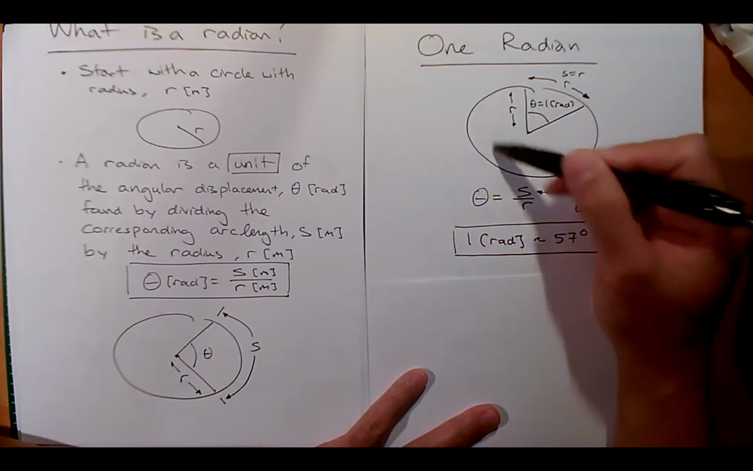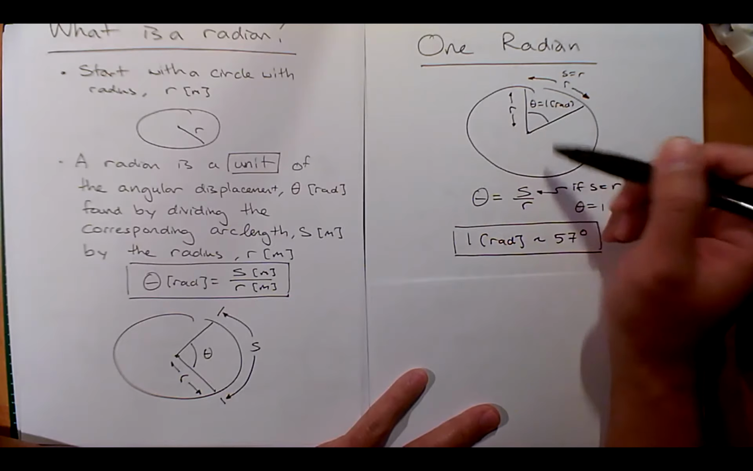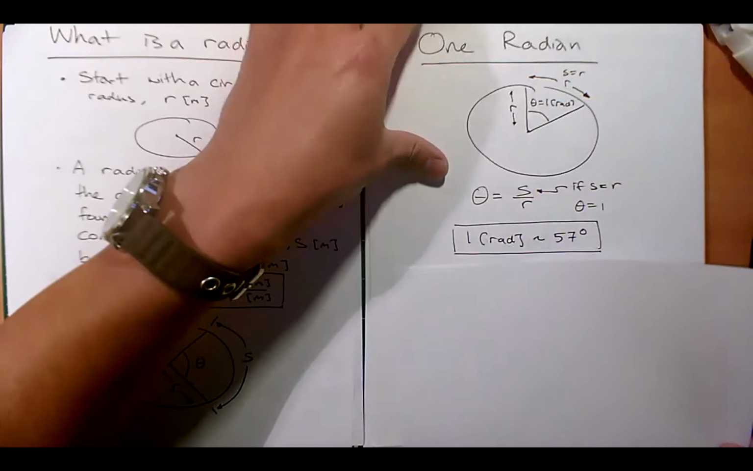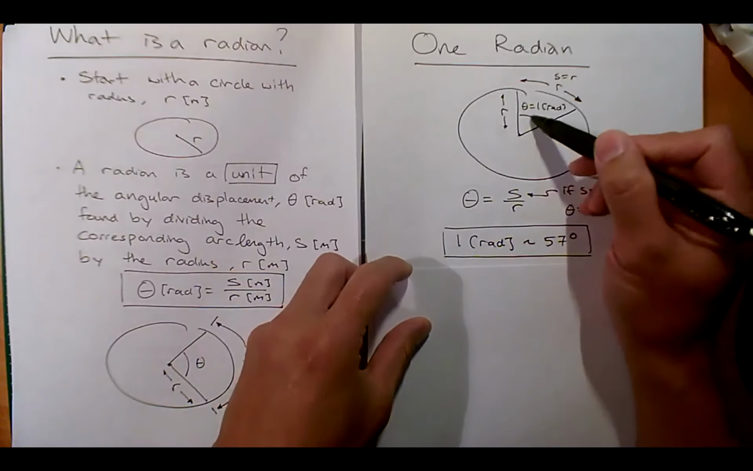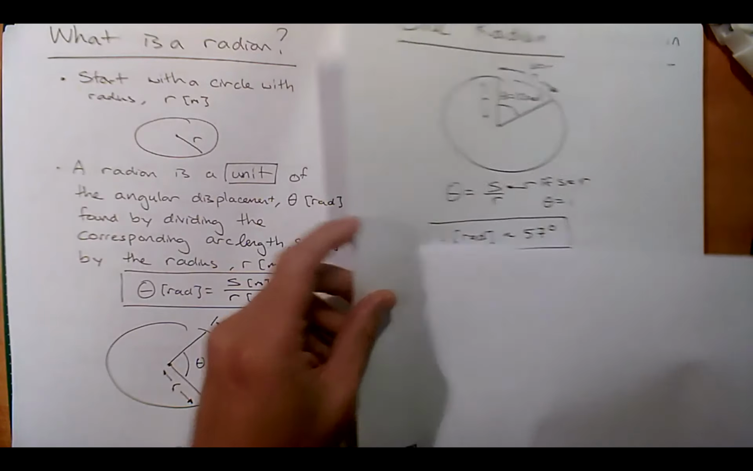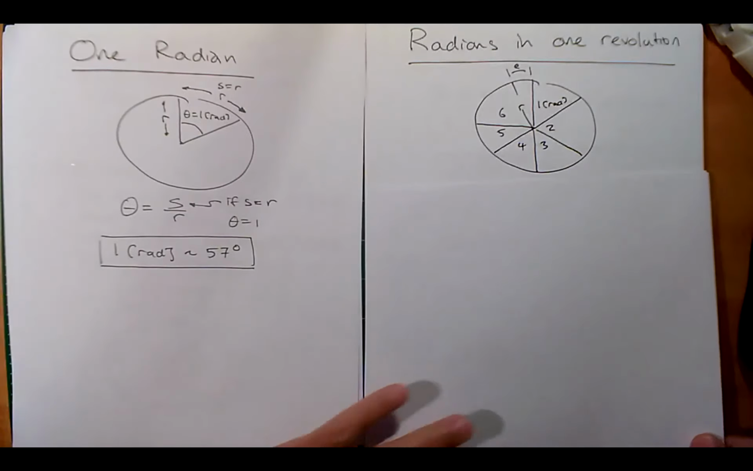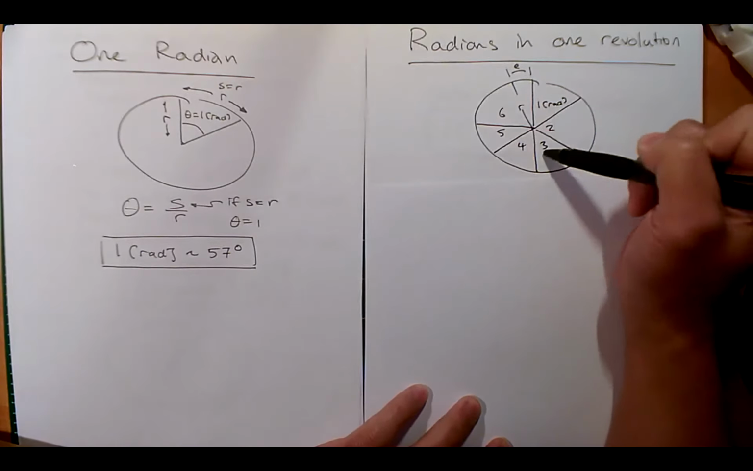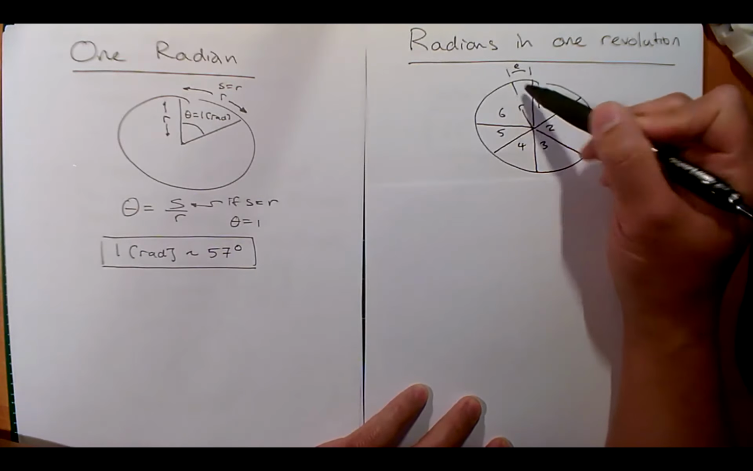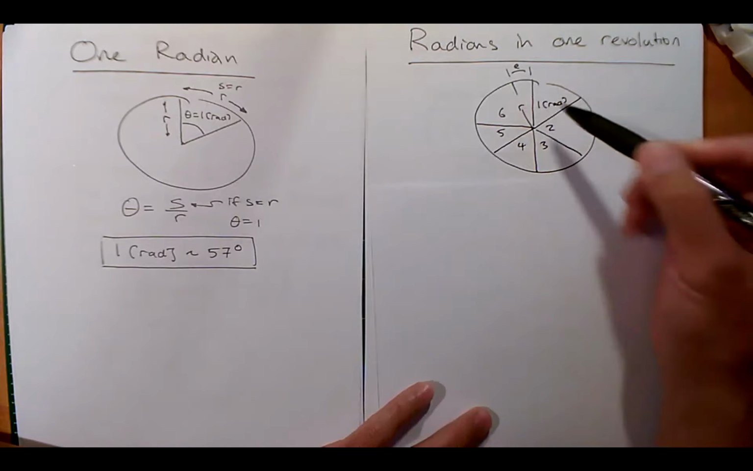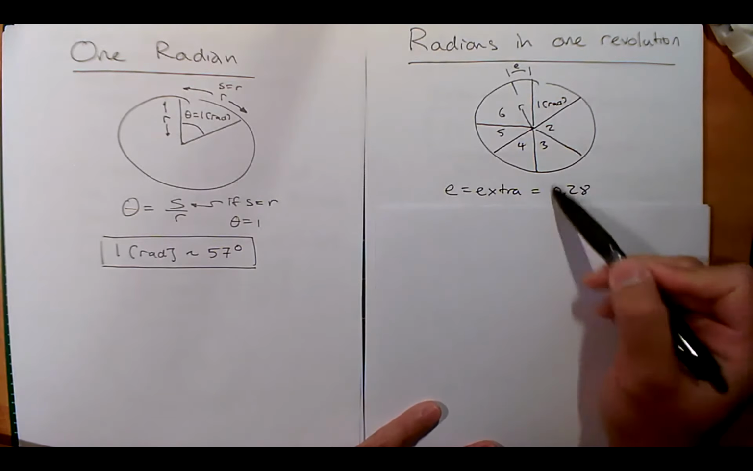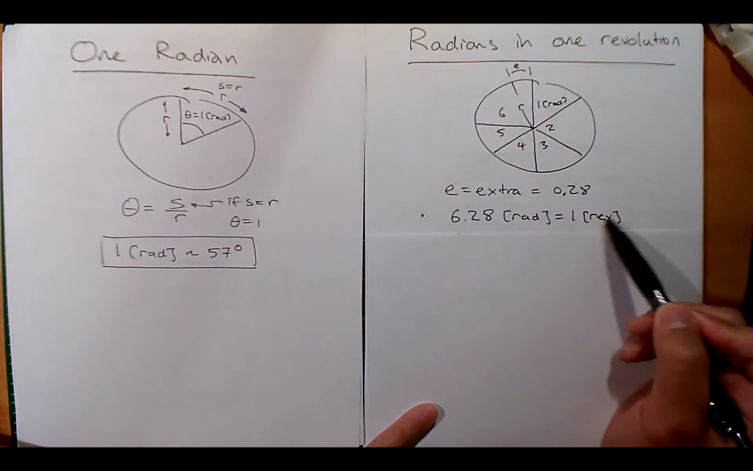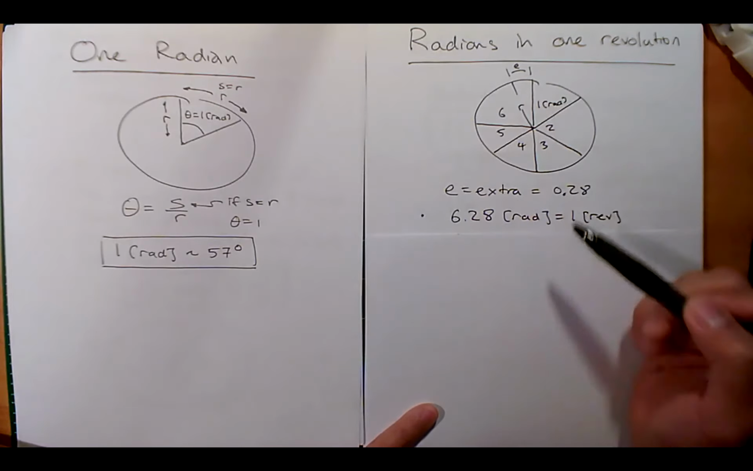It's about 1/6 of a circle, okay? I hope that sticks. I really want that to stick. 1 radian is about 1/6 of a circle, about 57, 60 degrees, okay? So now look at this. If I were to just count how many radians are in a circle, 1, 2, 3, 4, 5, 6, like I said, but there's actually a little bit extra, and that extra is 0.28. And so that should be that familiar number. 6.28 radians is 1 revolution or cycle around the circle.